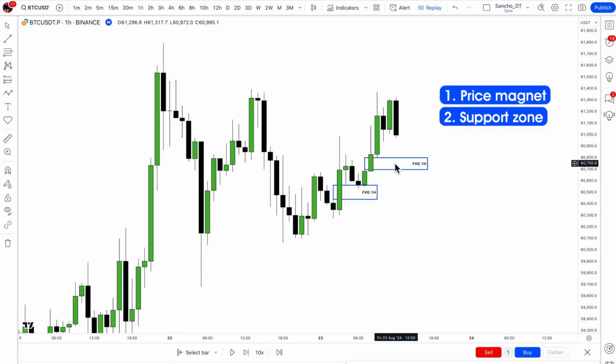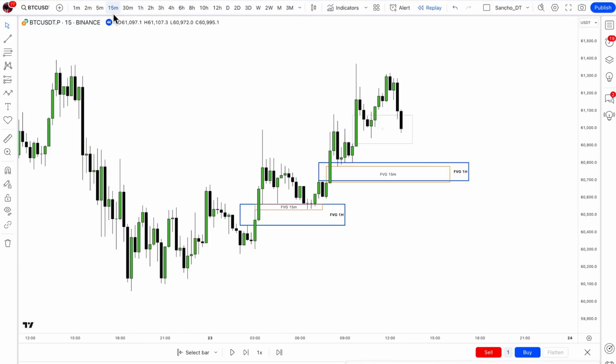Additionally, imbalance represents a strong support zone. When the price reaches these levels, a noticeable reaction is expected, after which the market is likely to continue moving in the direction of the current trend. For traders, these zones become excellent opportunities for opening positions.